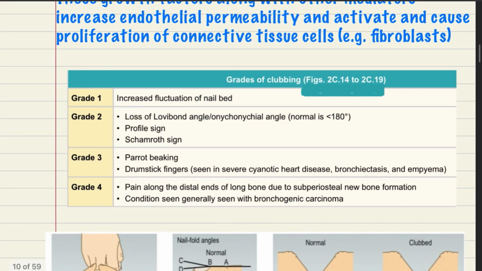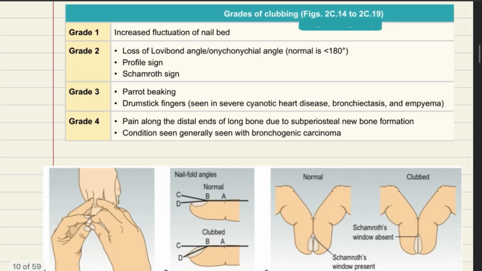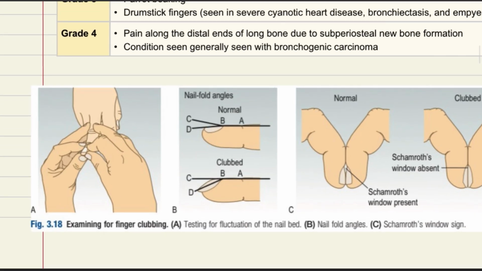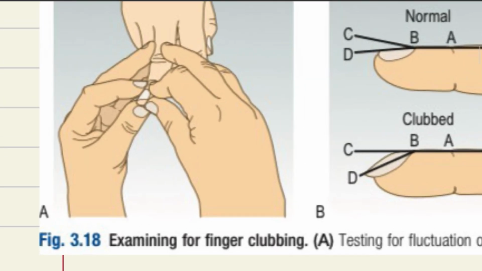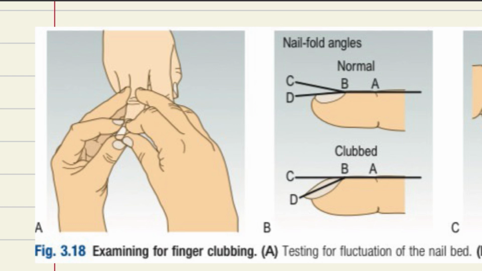Now we come to the grades of clubbing and how we examine clubbing, which is very important. The first is grade 1, which is increased fluctuation of the nail bed, which you examine in this way. This is the examiner's finger and this is the patient's finger. We put our hand on the patient's hand in this manner, press our finger against the patient's finger, and check for fluctuation. If there is fluctuation, then it is grade 1 clubbing.